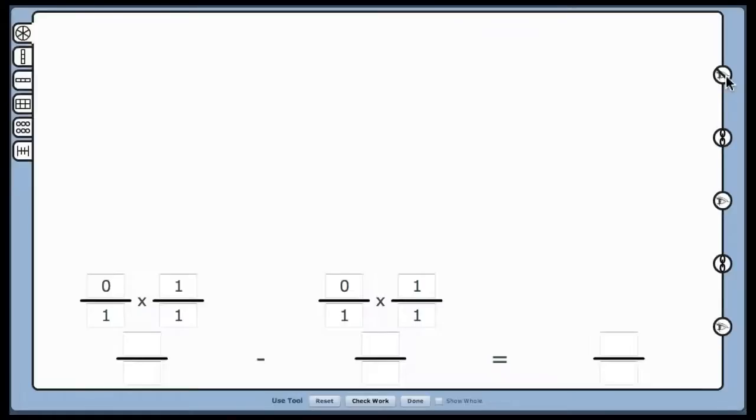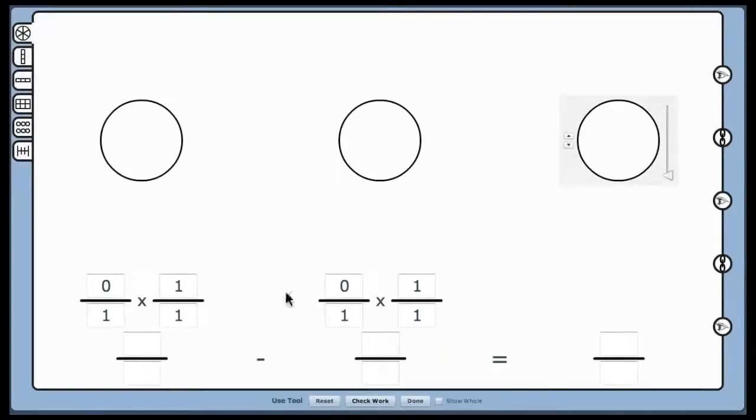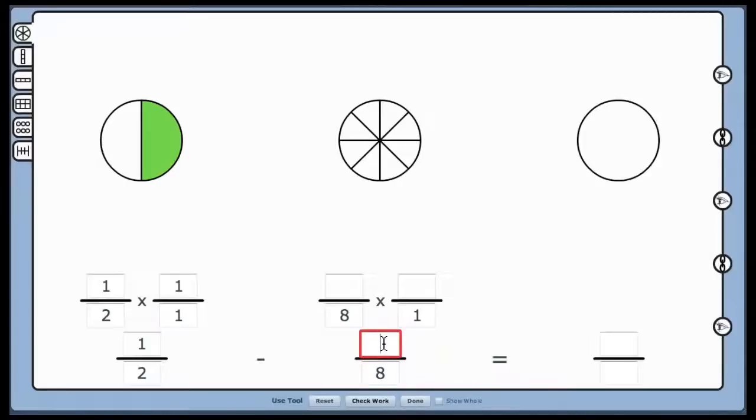Notice that as I enter the example 1/2 minus 1/8, I enter the denominator first so that students develop a firm understanding of the whole unit and how it is partitioned prior to selecting the parts. I explain that the common denominator is 8, so 1/2 is multiplied by 4/4.